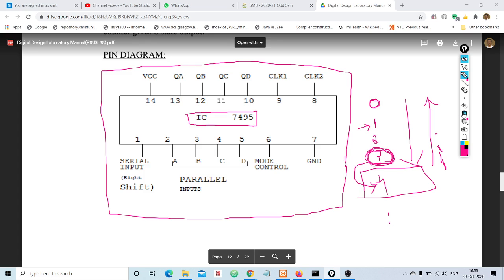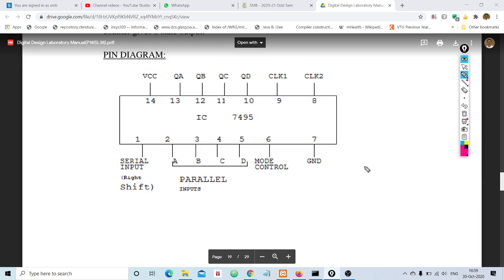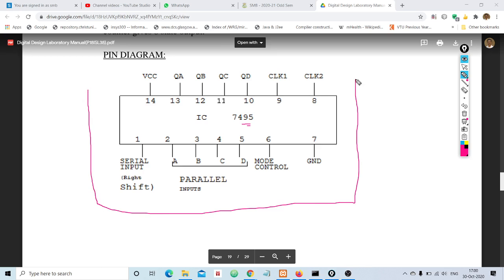Now we shall talk about the pin diagram or pin structure of IC number 7495. Then we shall discuss the ring counter, and then we shall move on to the Johnson counter, clear? Have a look at this IC pin diagram. It has a total of 1 2 3 4 5 6 7 8 9 10 11 12 13 14 pins. Means it is a 14 pin IC or chip, right?